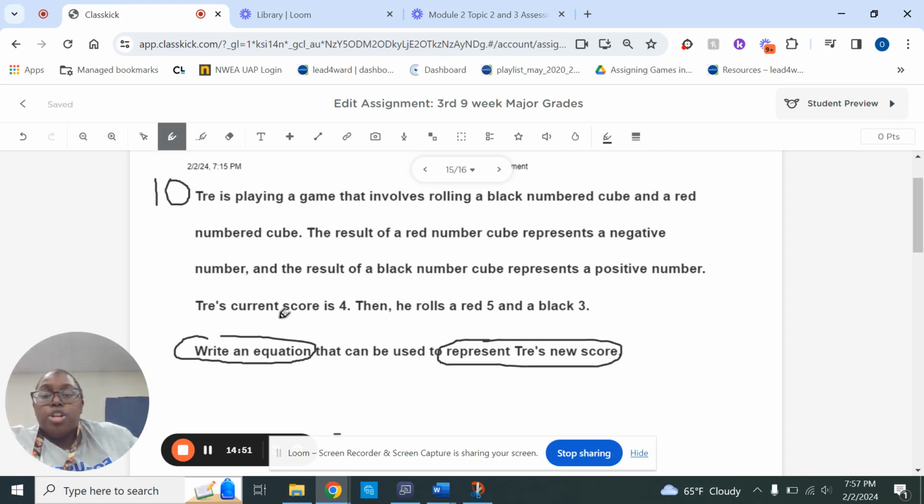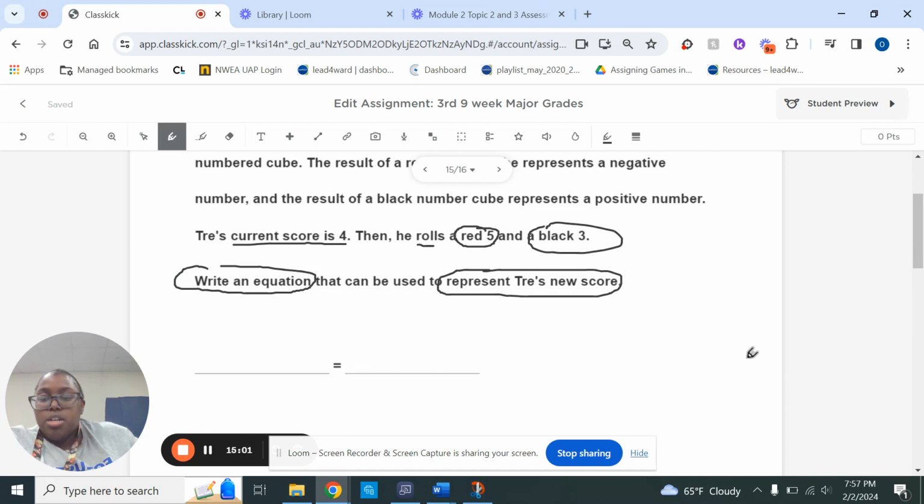So we know he was currently at 4, then he rolls and gets a red 5 and a black 3. So we need to write out what that looks like. We already have the equal sign. So what I'm solving is going to be on this side, and the solution is going to be on this side just to make things easy. These things usually go from left to right, although as you get higher in grade levels, it can start to reverse itself. But in the case of this one, write it in order.